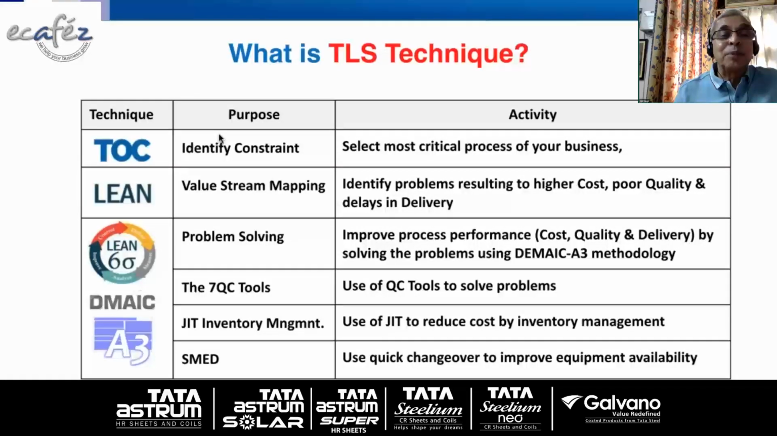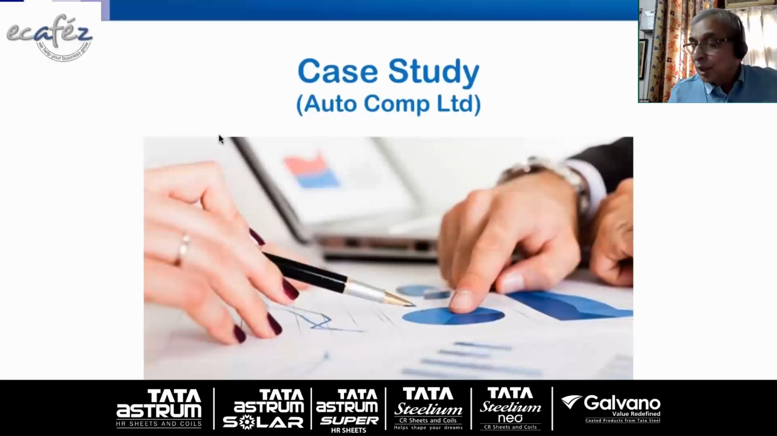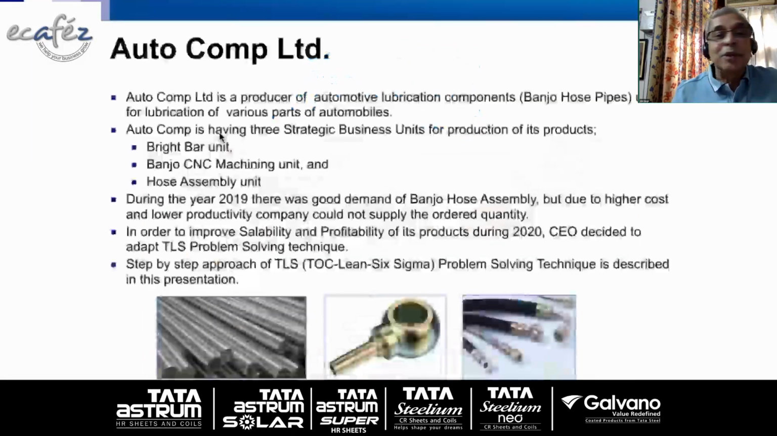Then comes the problem solving using Lean Six Sigma. Here we have combined two very powerful tools, the DMAIC of Lean Six Sigma and A3 thinking, which is the most powerful problem solving technique used by Toyota. So by combining DMAIC and A3 thinking, we are going to solve the problem. Let's see how. I'll be taking you through a case study of how this problem can be solved.